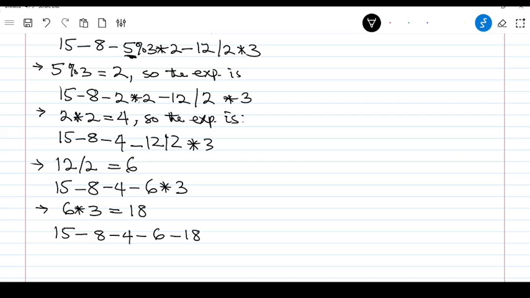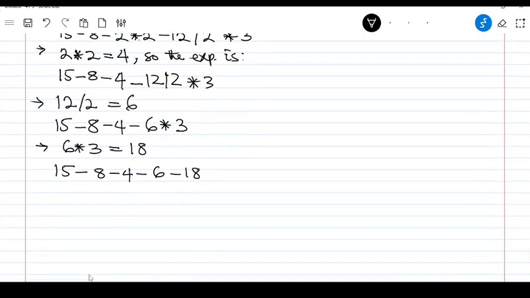Okay, so we're going to do the next one now. So what is this other expression? Now 15 minus 8, we are going to handle that. So first we say step 2.